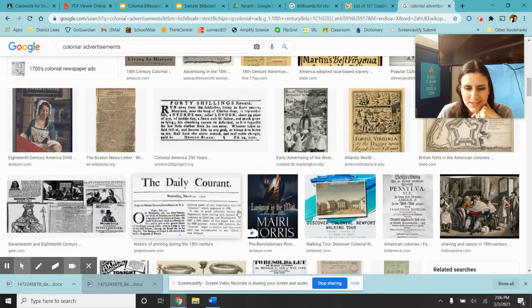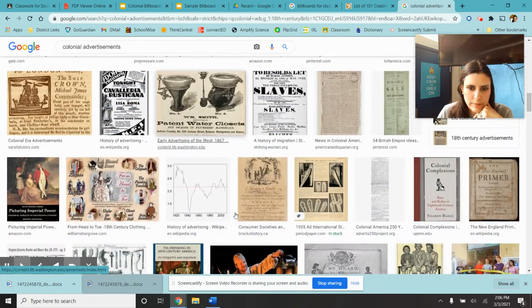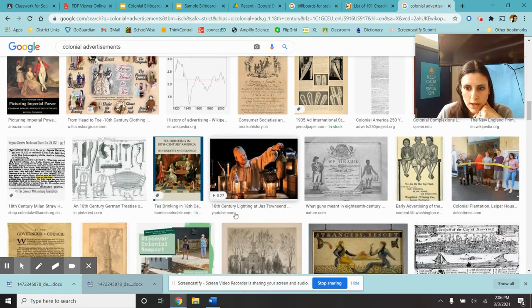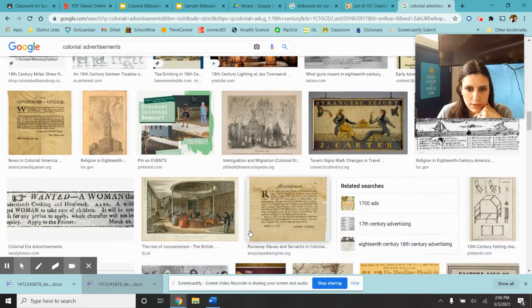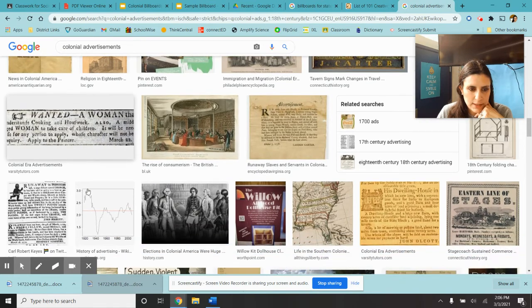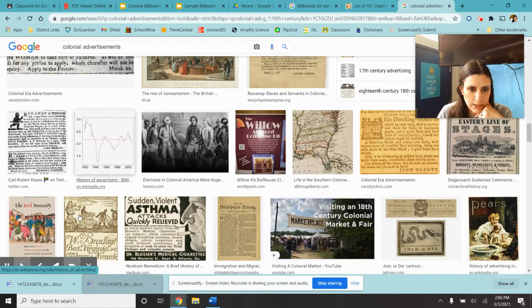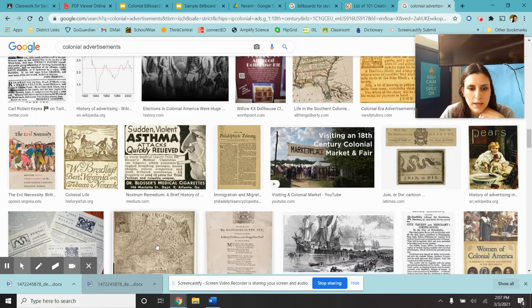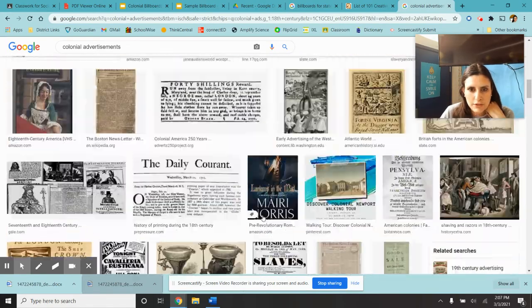So these are just examples of what colonial advertisements look like. Granted, the colonial period was a couple hundred years, so there's some evolution from the basic ones to the more complex readings of the newspaper. But that gives you an idea of what colonial advertisements look like.